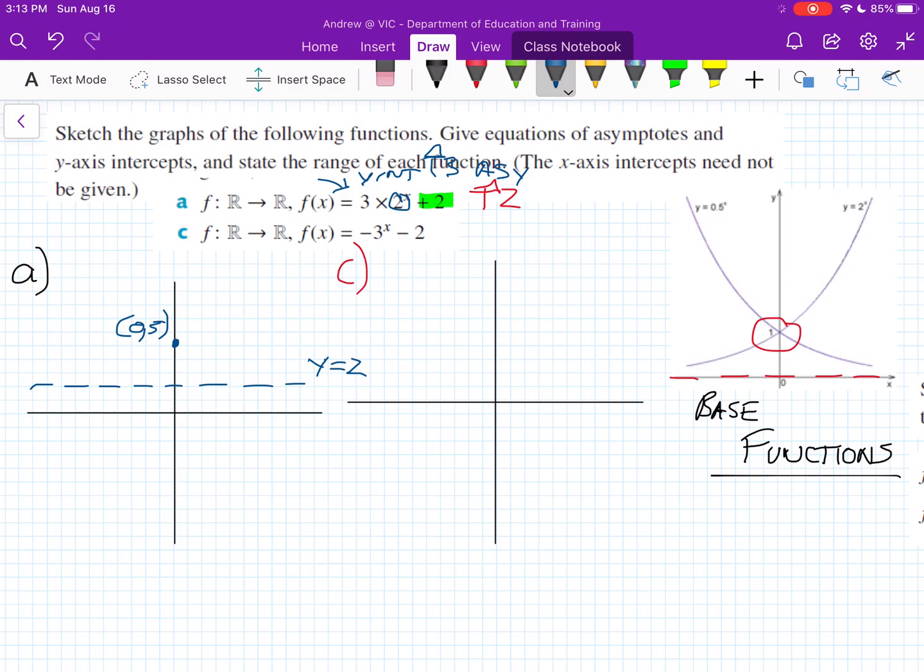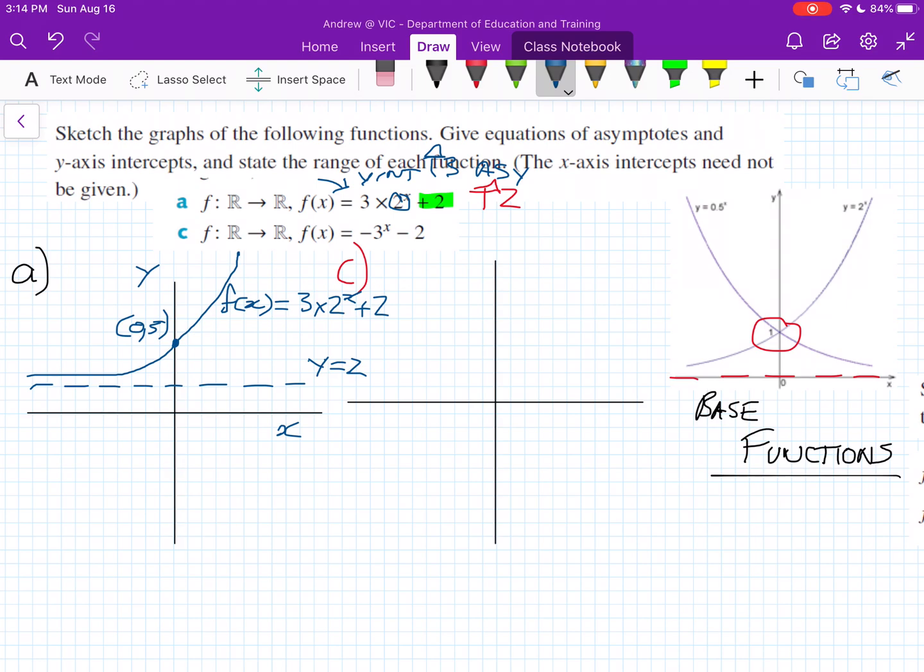And yet again, with sketching, it doesn't need to be perfect. It just needs to have the right shape. So just make sure it doesn't touch your asymptote and it keeps on steadily increasing. So it looks something like that. Okay, and then just label it at the end. So this is f(x) is equal to 3 times 2 to the x, plus 2. Okay, sorry, I should have put y and x on my axes to show the axes. So that's how you go about finding these.